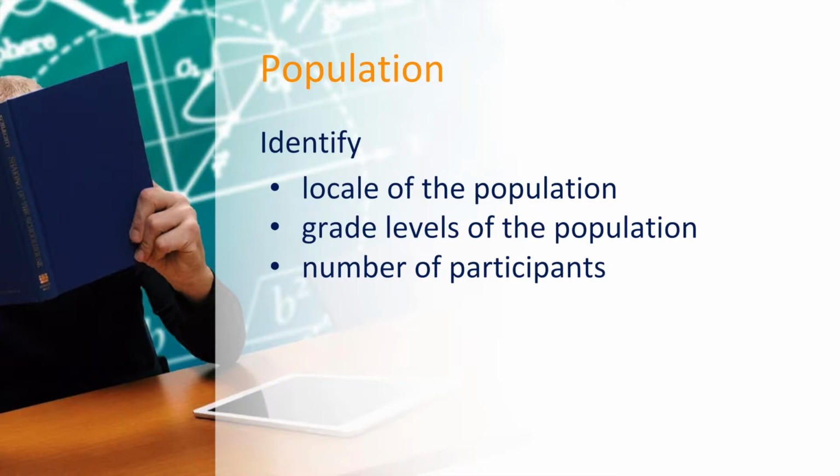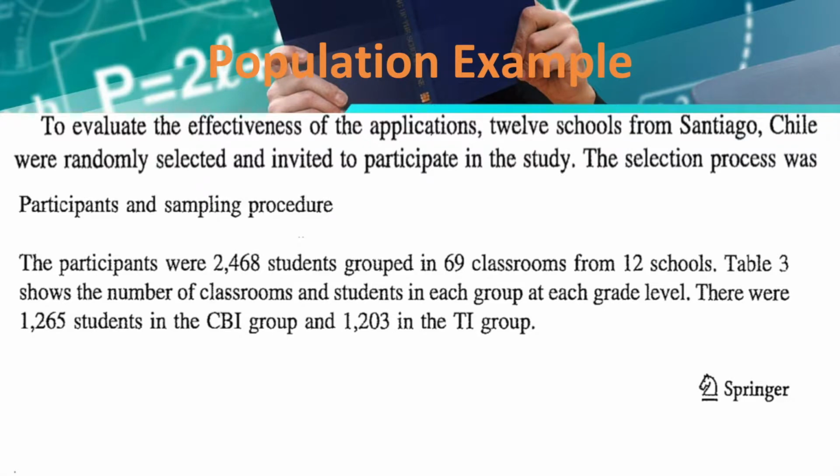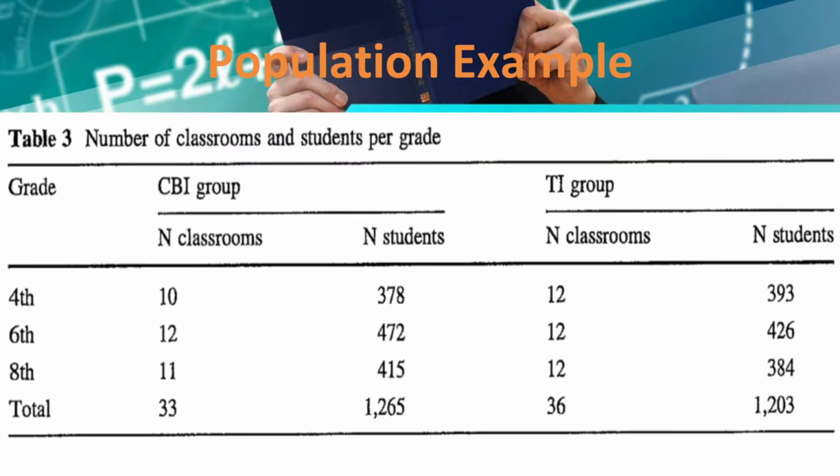We want to look at the population. We want to be able to identify the locale of the population, the grade levels of the population, and the number of participants. In the study, it's clearly identified in the population sample. We have the number of participants, where they were located, as well as the grade levels. This should be readily found in the population section of the study.